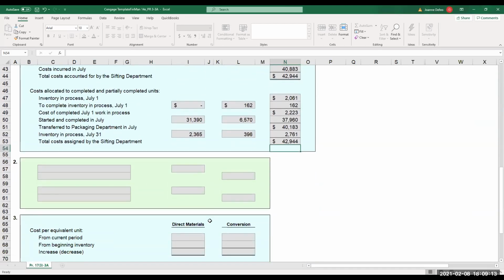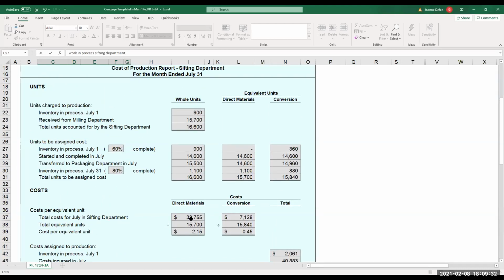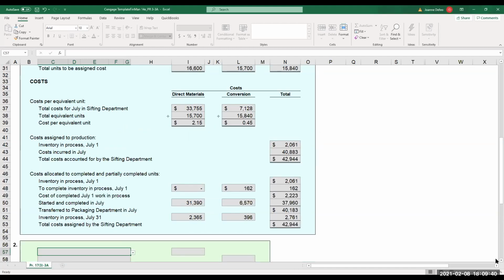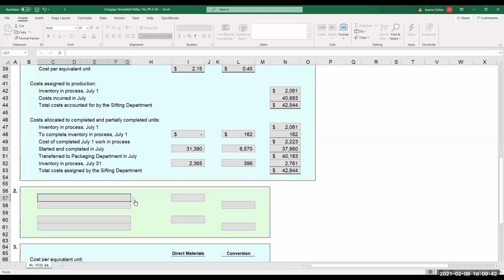So now they ask us to do a journal entry, and we want to transfer the work to work in process sifting department. And that's going to be this number here. Oops, cancel. All right, let me just come down here. Oh, look, there's a drop down. So it's work in process sifting department. Oh, there it is, on the bottom.